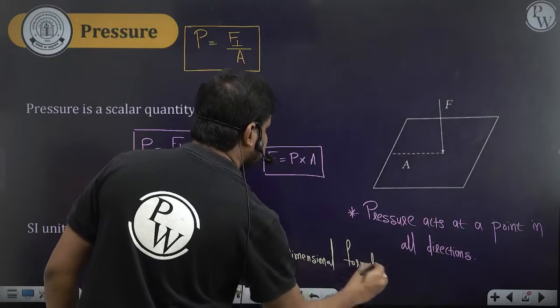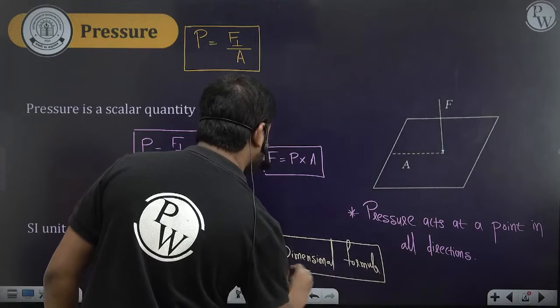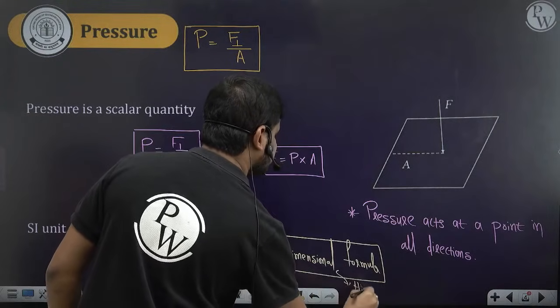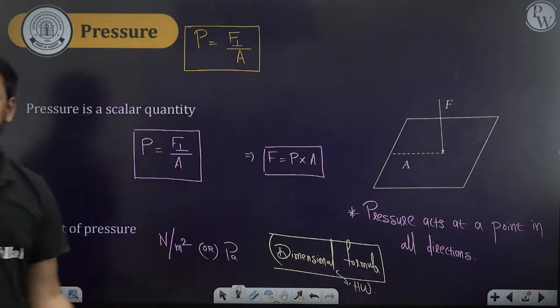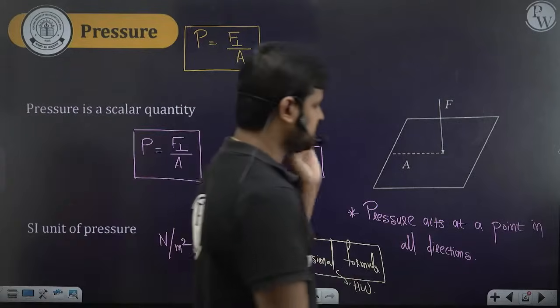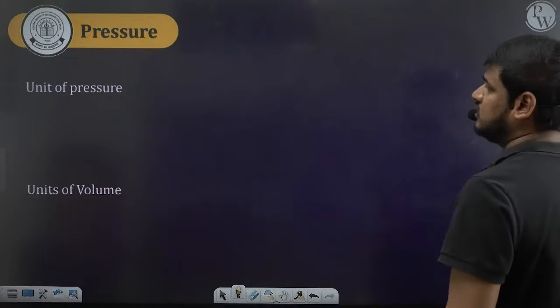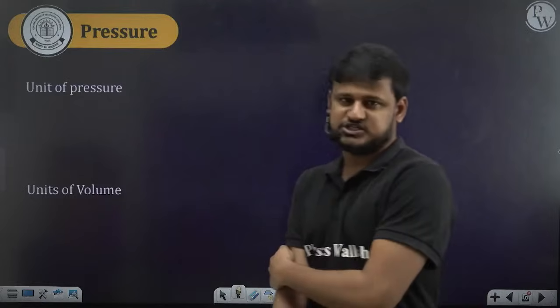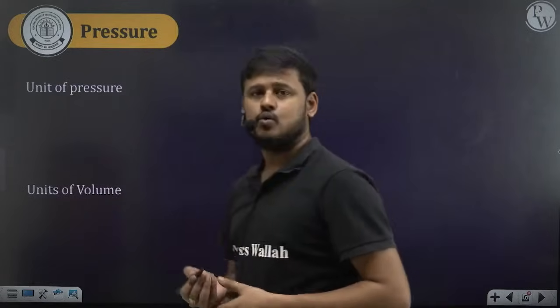Write the dimensional formula of pressure. Take this as homework, guys. Done? Clear? So next, let's move further. Now what are the units of pressure and what are the units of volume?